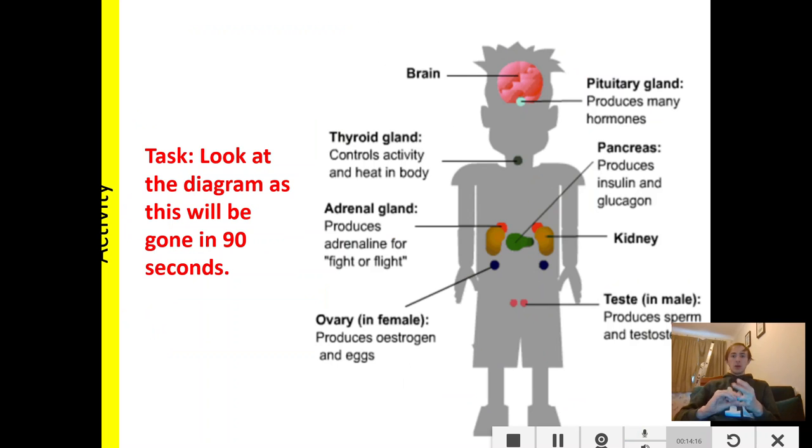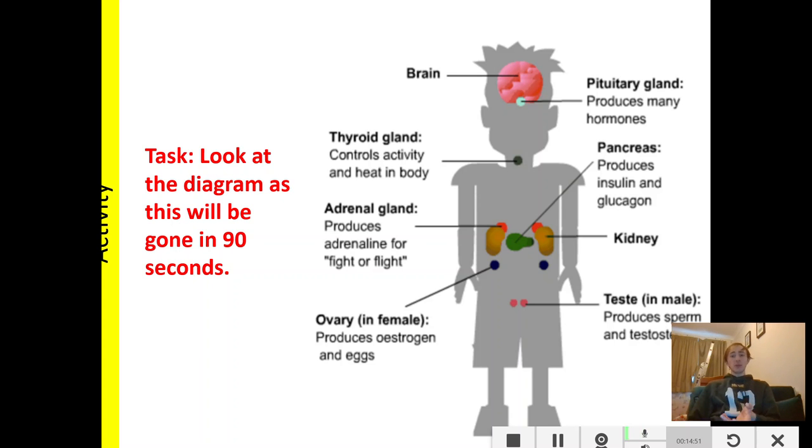So, the brain is obviously the brain. It's not actually a gland at all. It's just used to show you where the pituitary gland is. The pituitary gland sits just underneath the brain. It hangs down on its own little stalk. Now, it's literally pea-shaped, pea-sized, and it dangles down below the brain. Okay, then you've got the thyroid gland, which is in your neck, right where your Adam's apple would be, on either side of it.